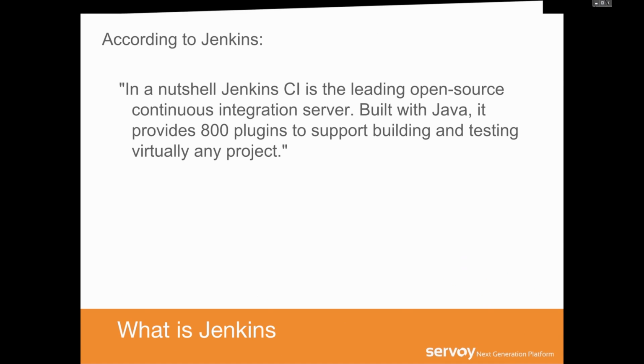Now, talking about continuous integration, if we take a look at the diagram from before, the tool we are using to make all that happen is in this case Jenkins. As I told you before, we were using CruiseControl, which was quite a nightmare, I can tell you, to make work, but also to maintain. And I have to say that Jenkins does a really good job in doing all that. What is Jenkins in this case? According to Jenkins itself, in a nutshell, Jenkins Continuous Integration is the leading open source continuous integration server. Built with Java, it provides 800 plugins to support building and testing virtually any project.